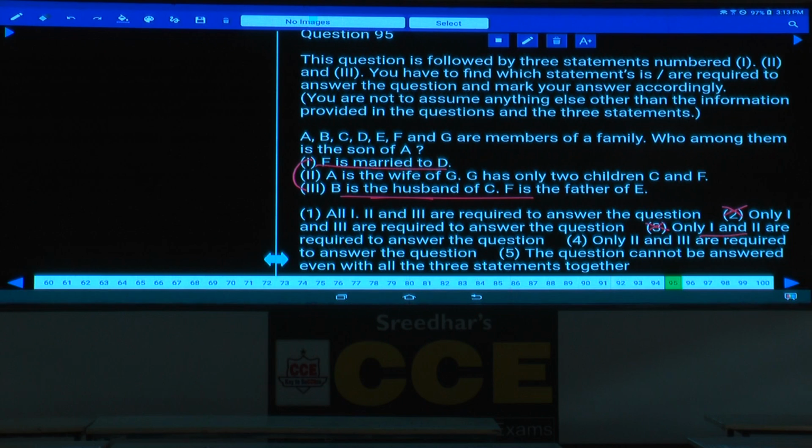A is the wife of G, and G is a male. G has only 2 children, C and F. So A and G are having 2 children, C and F.